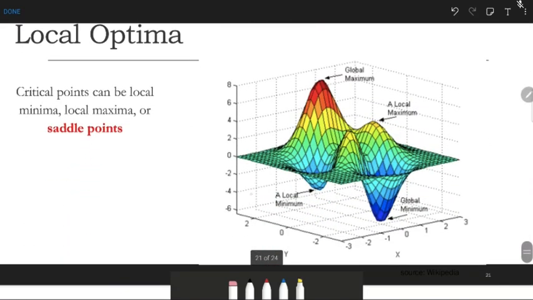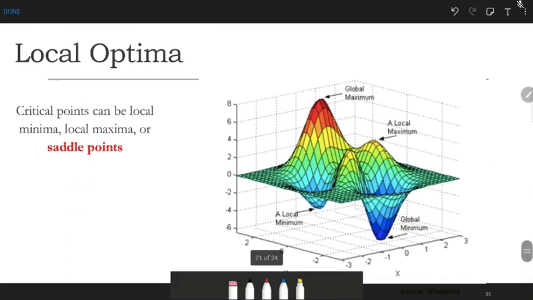Local optima. If in a neighborhood, the point has the least z value, it's a local minima. Local maxima is the opposite. In a small neighborhood, if some point has the highest z value, it's a local maximum. Global maximum, global minimum is out of all points. Sometimes you can't have a global maximum.